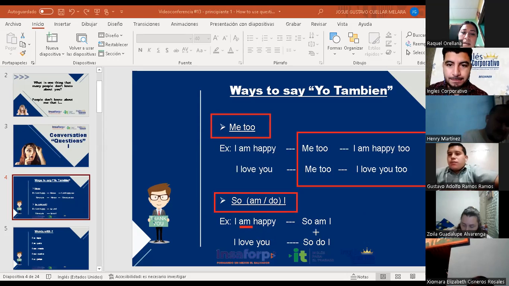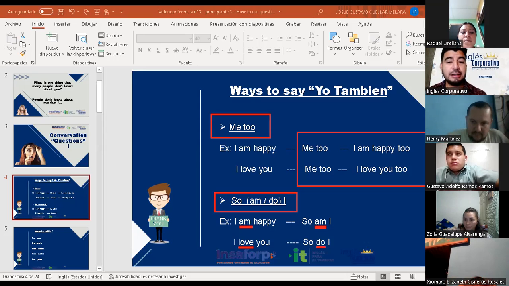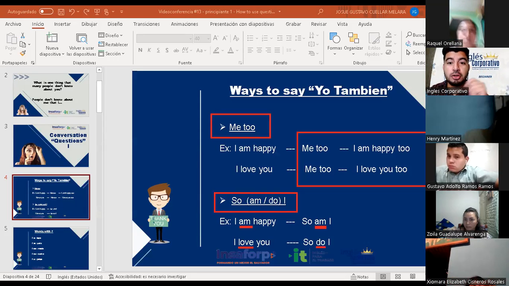Si están utilizando el am o el verbo to be en general, se tiene que contestar con am, ¿ok? Pero cuando se utiliza cualquier verbo, que es lo más común, por ejemplo, I love fruits. I hate snakes. Odio las arañas. Cuando se dice I enjoy dancing. Me encanta bailar. Entonces, todos esos son verbos y para ese verbo vamos a utilizar do. O sea que vamos a decir so do I en la mayoría de casos. Y significa yo también. ¿Ok? Repito, vamos a decir, so am I o so do I.